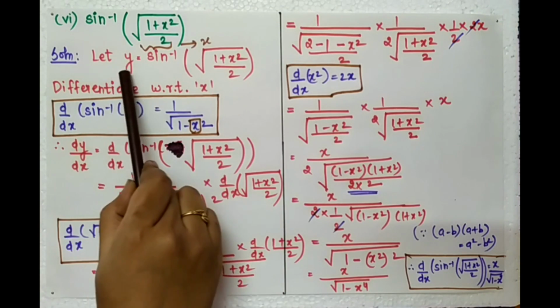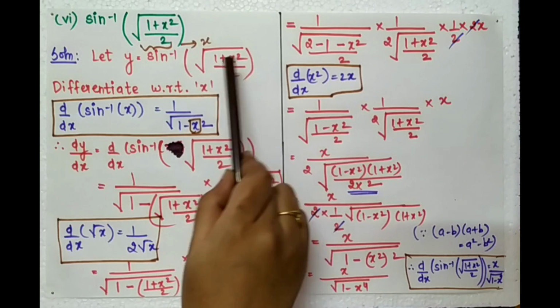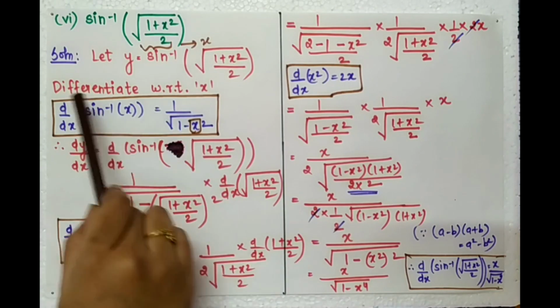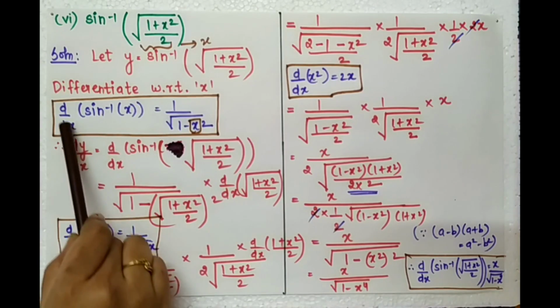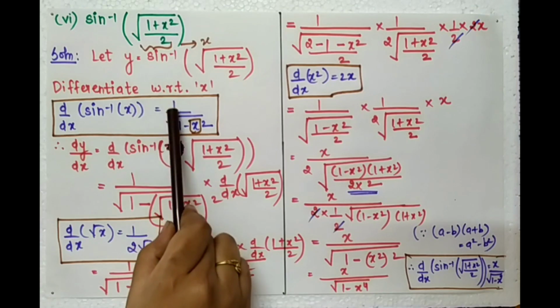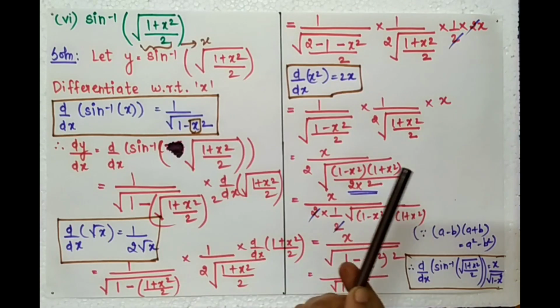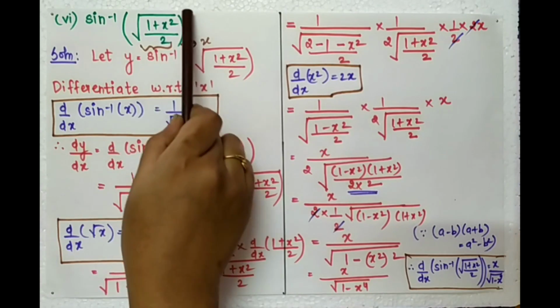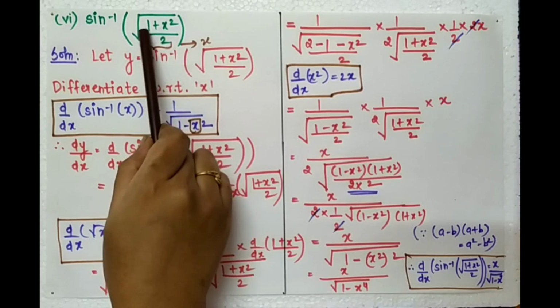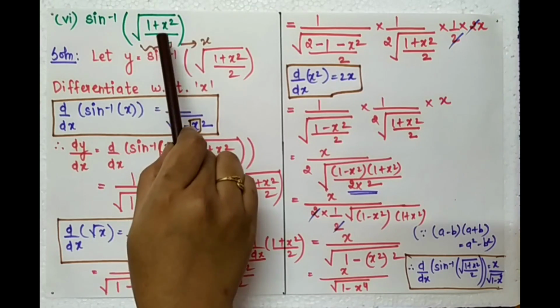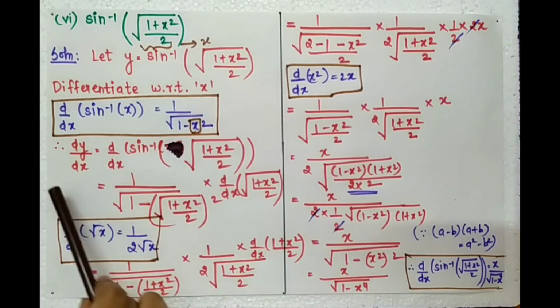See, first we let y equal to sine inverse root of (1 plus x square) by 2. Then we differentiate. Derivative of sine inverse x is 1 upon root of 1 minus x square. Here in place of x we have root of (1 plus x square) by 2. This 2 is also inside the root.